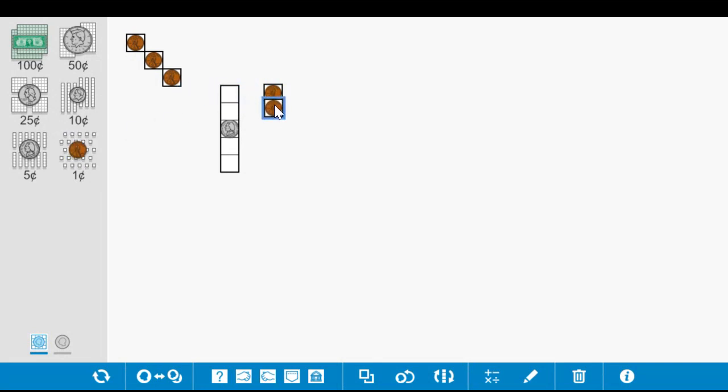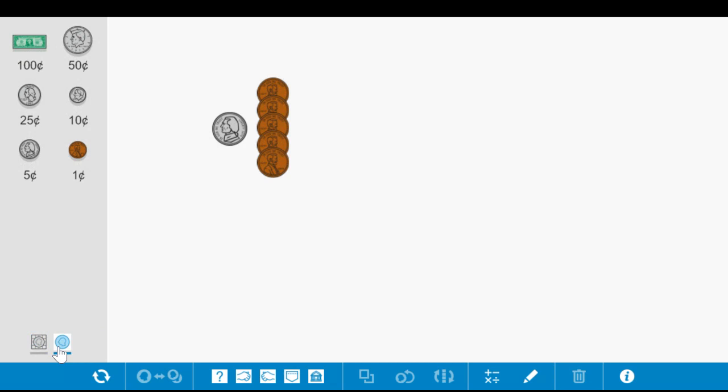We can see with the five frame that 5 pennies together is the same as 1 nickel because 1 plus 1 plus 1 plus 1 plus 1 makes 5. So I can clearly see that the nickel is worth the same amount as 5 pennies.